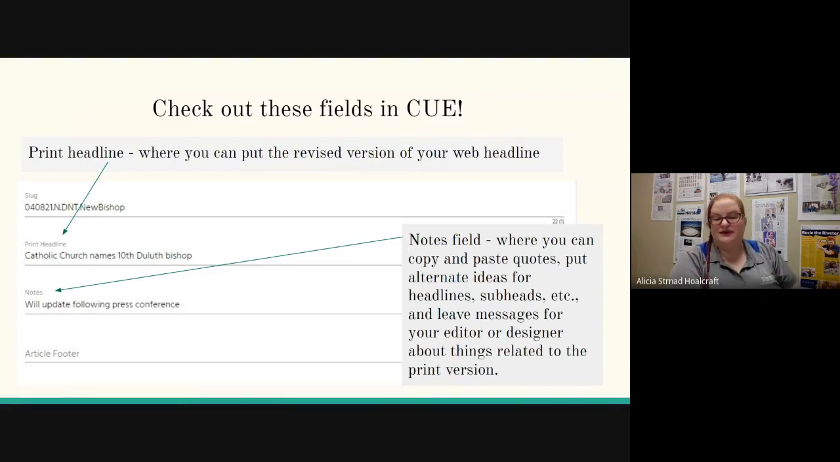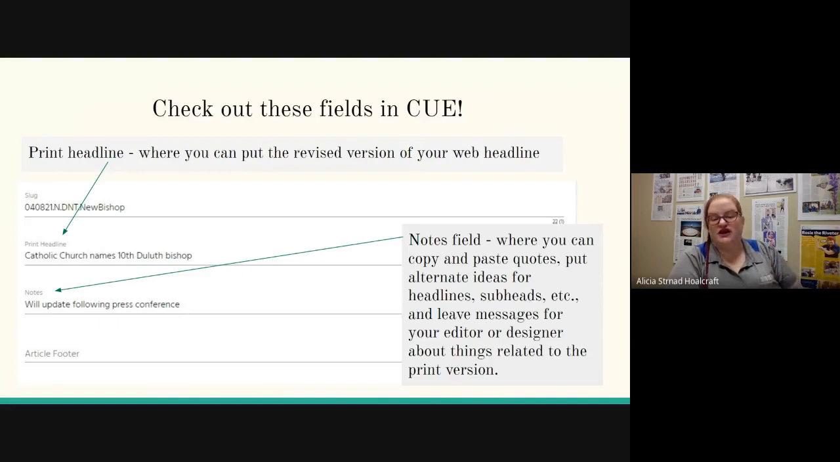So there is a print headline field in Q. So you can just copy and paste what you've written for the digital headline and just edit it to fit some of the things that we've talked about. And there's this notes field. So you can copy and paste quotes. If you have multiple ideas for a headline, you can put those all in there. If you have a message for your editor, say you think the story could really use a photo, but a quick search didn't reveal one, so you'd like your editor to look more, you can ask your editor to do that.